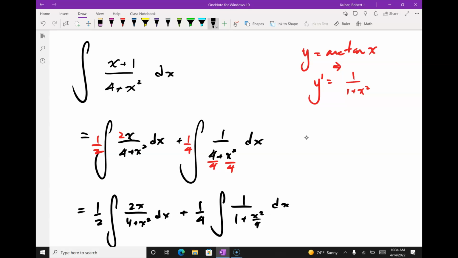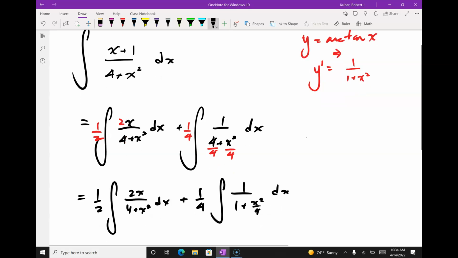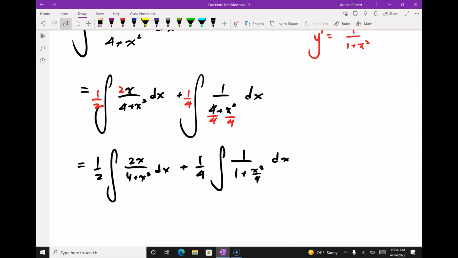Okay, still, it looks like arctan, but now I don't like what I'm seeing. I don't like the inside anymore. So what am I going to have to do there? I'm going to let u be x over 2. And now what's du?